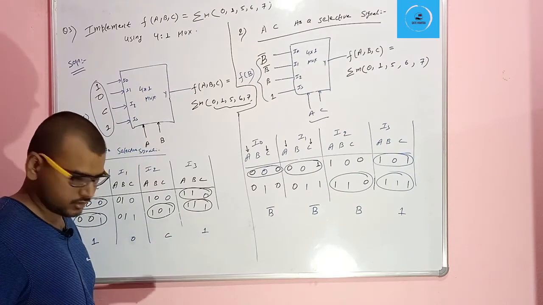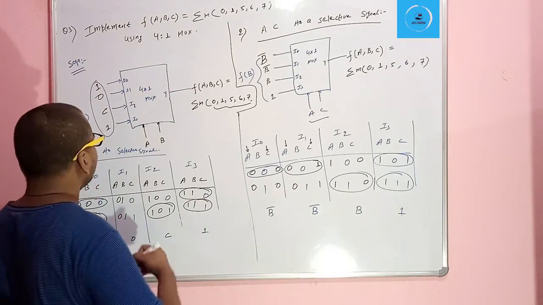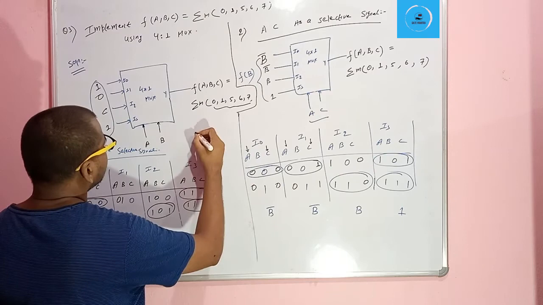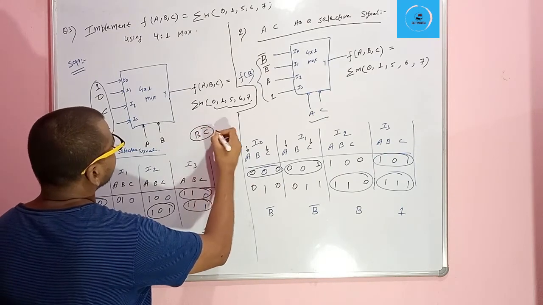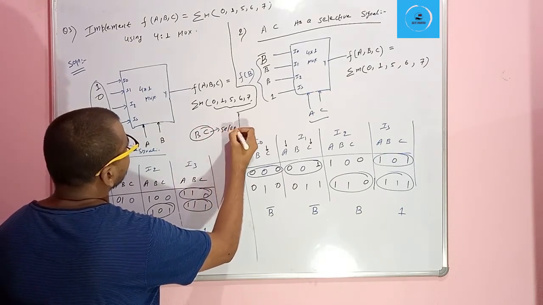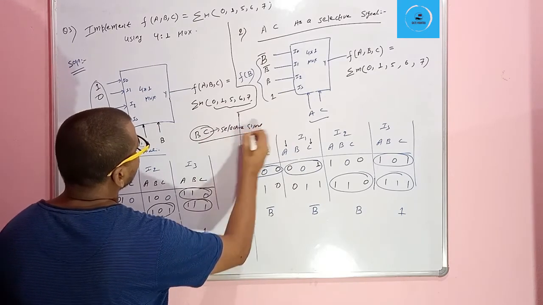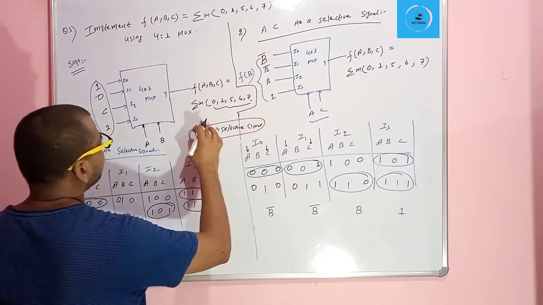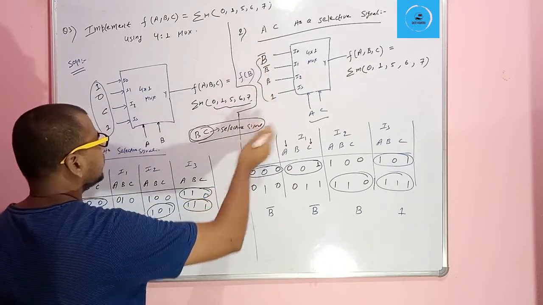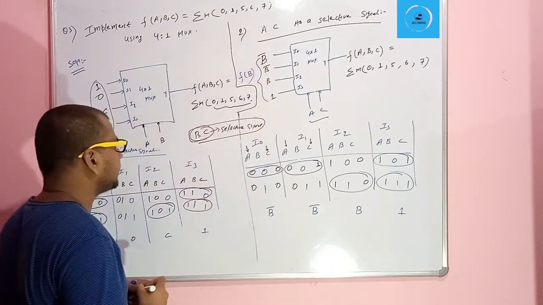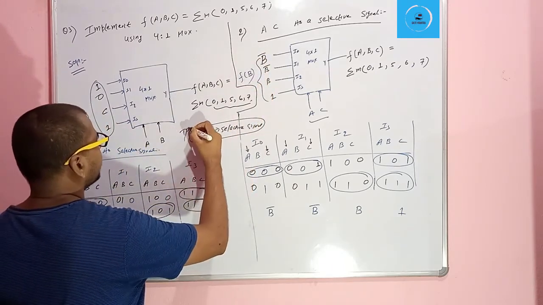Do it by yourself. When we are going to select BC as the selective line, BC as the selective signal, then what will be the inputs we have to give here? Do this by yourself.